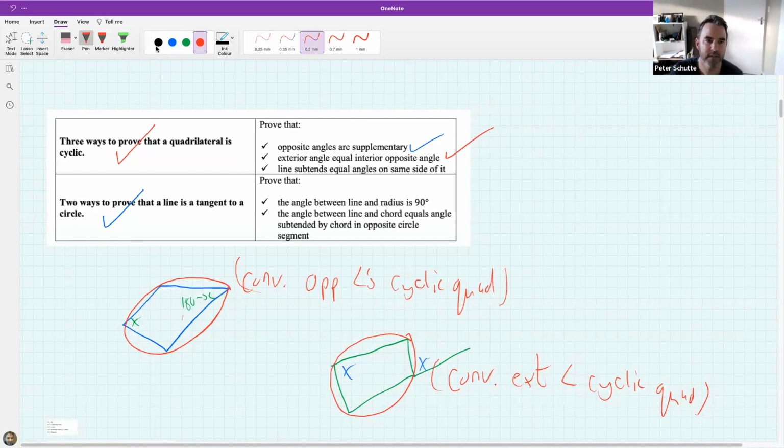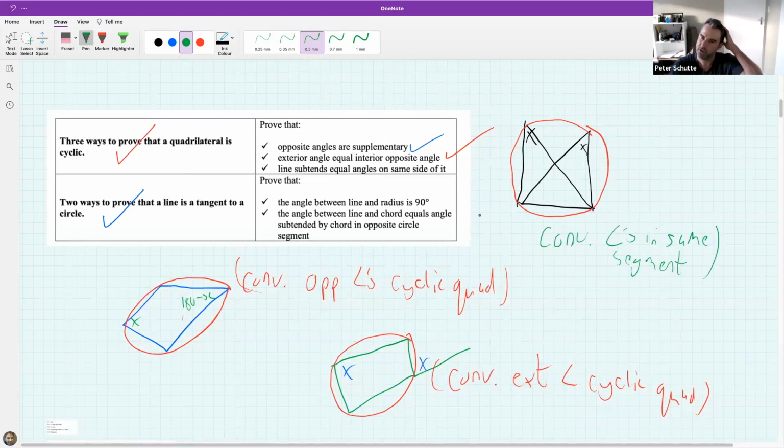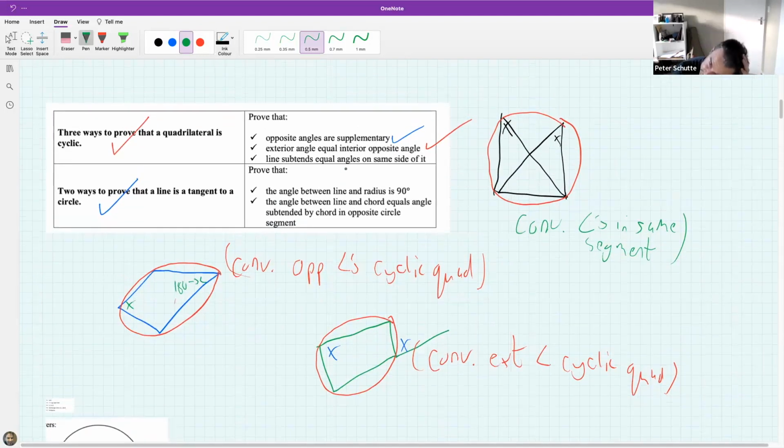Then the third one is to say, if you have a chord and that chord subtends, or builds, an angle, and that same chord builds another angle from the same side, and they are equal, then we can fit a circle through there. I'm sure you can guess what that's going to be called: converse angles in same segment. Those are the 3 ways that we need to watch out for if we want to check whether something's a cyclic quad or not.